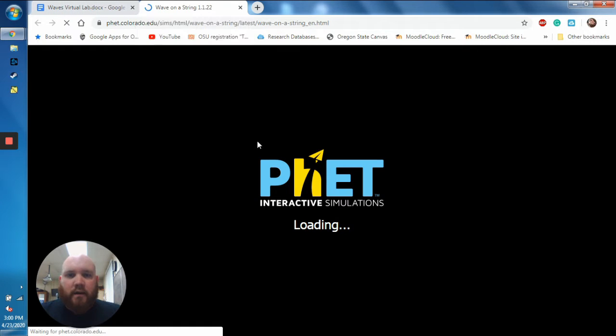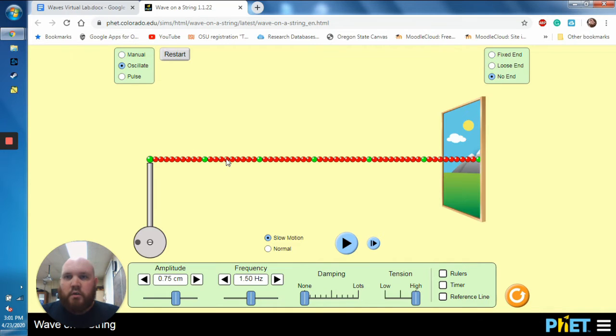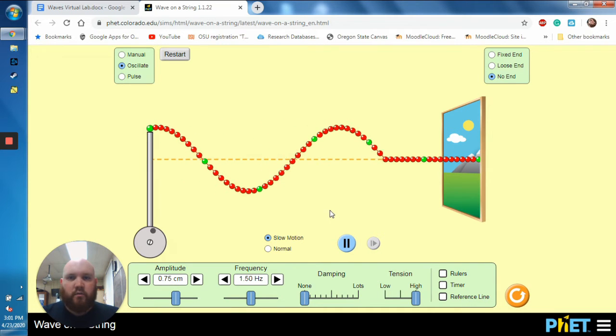We got our PhET simulation. There we go. So what we're going to be doing is creating a wave along this string or this medium. So your setup should have oscillator, no end, slow motion, and no dampening. Yours is probably already propagating, making waves, and that's fine. I'm going to start mine right now, and we're going to see the generation of a wave.